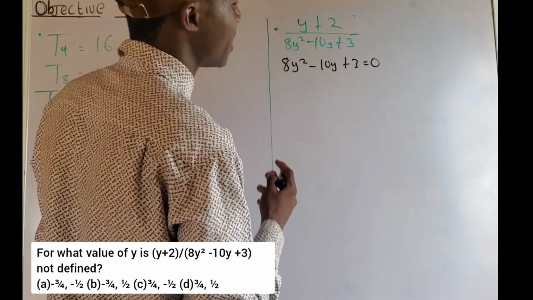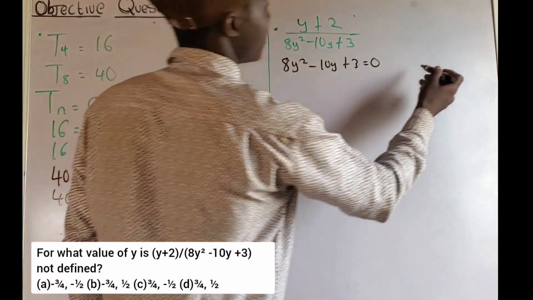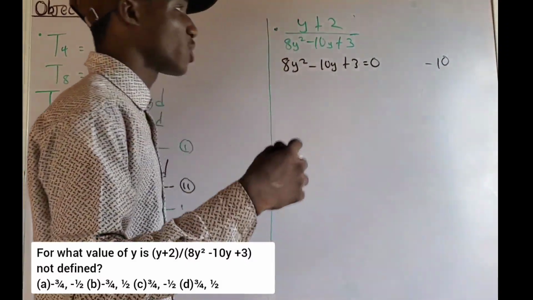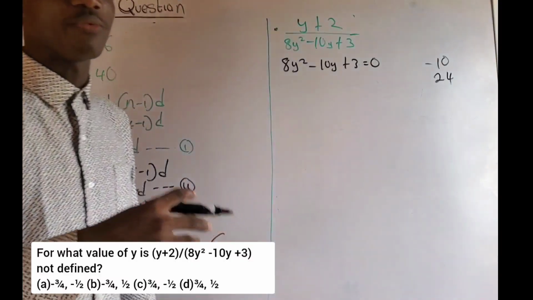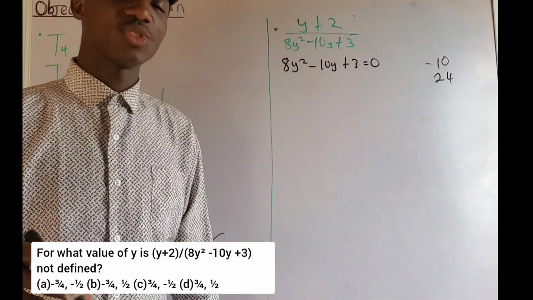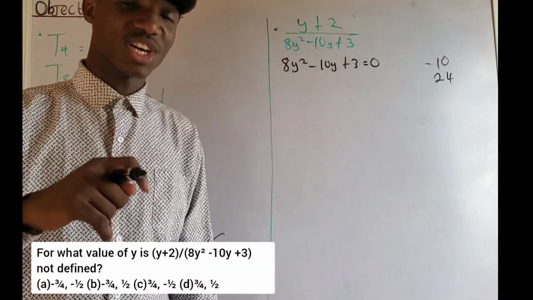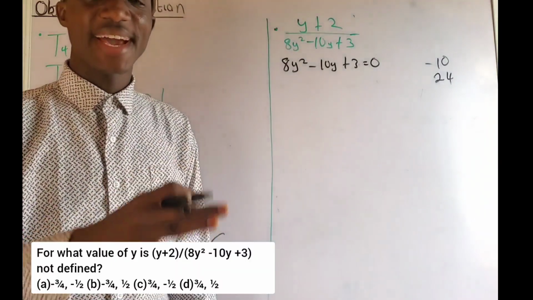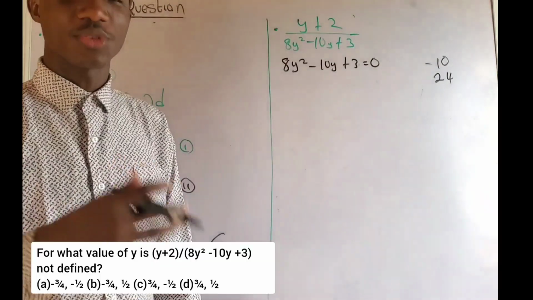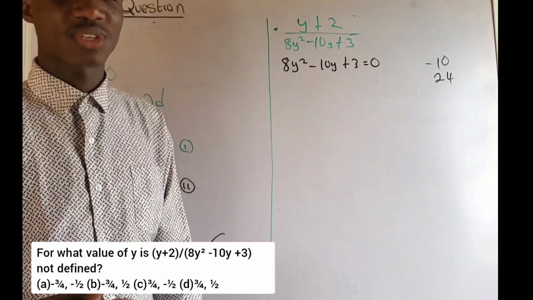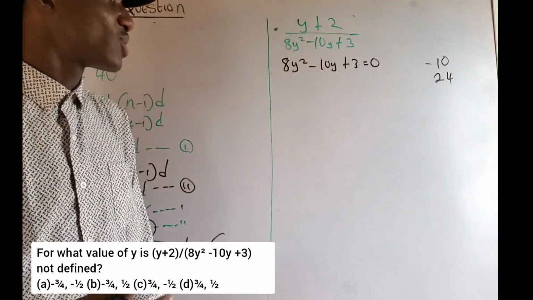Okay, now we want to solve for the value of y. What can we add together that will give us negative 10, and when we take their product, we're going to have 24? We've learned how to solve quadratic equations using the factorization method in our previous class. If you missed that class, make sure you check the channel and watch those classes. There I explain in detail how to factorize and solve quadratic equations using the factorization method, and even completing the square and the general formula as well. So make sure you check the channel.